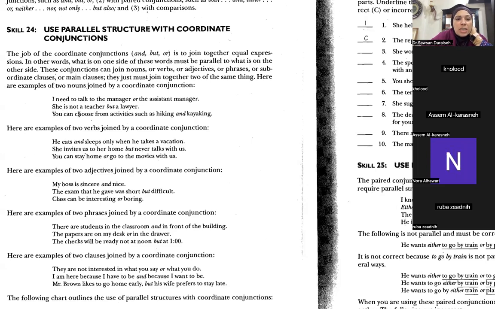Look at this example. She is not a teacher but a lawyer. See, again, a noun.